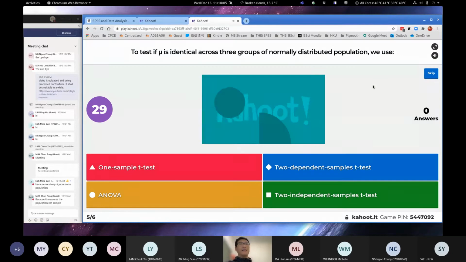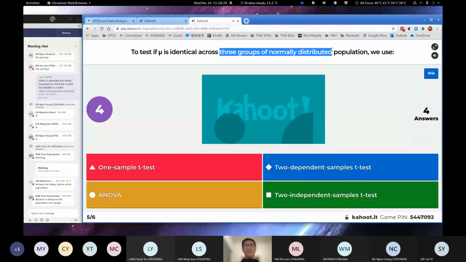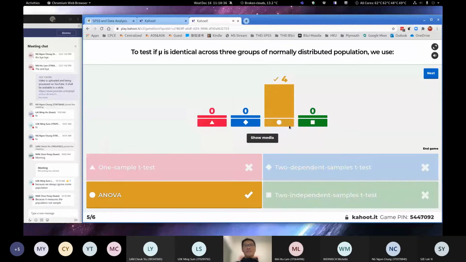Now, to test if the mu is identical across 3 groups of normally distributed population, what do we use? I didn't talk about it in very much detail, but you can try to make a guess here. Now, we are talking about 3 groups of normally distributed population, 3 groups.